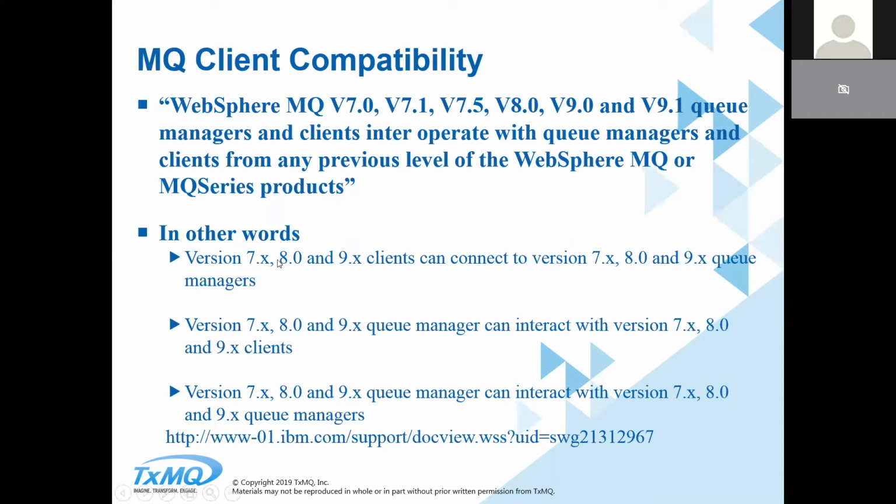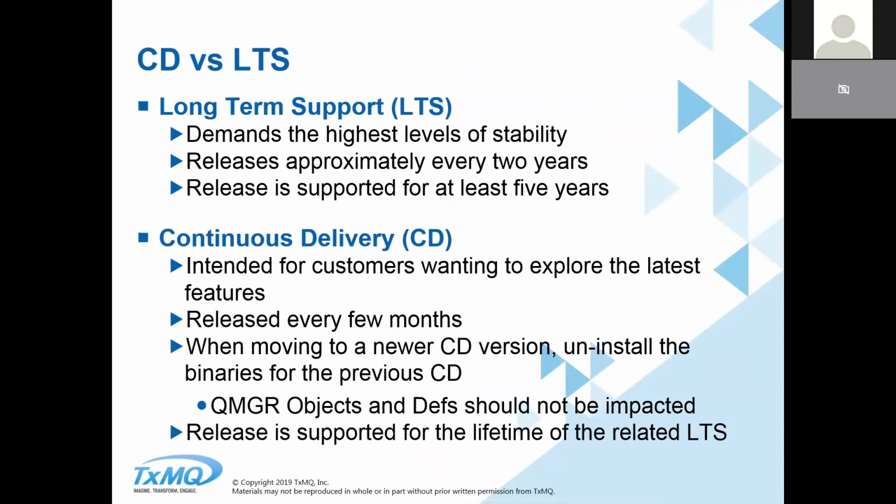So in other words, version 7, 8, or 9 clients can connect to version 7, 8, or 9 queue managers. Version 7, 8, or 9 queue managers can interact with version 7, 8, or 9 clients. And definitely in our type of world, it's never everyone being able to upgrade at the same time, even within their own MQ network. So that's one thing that all of us who've worked with MQ have been very thankful for, the client compatibility. And in the bonus section, I have more information about that, including cipher specs and stuff that you could use.